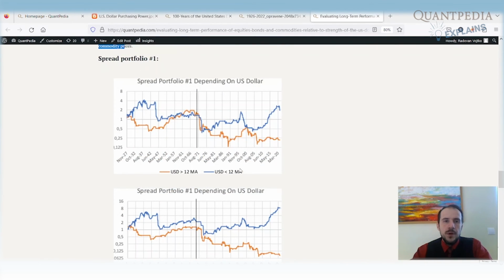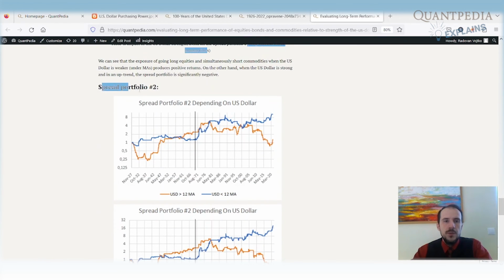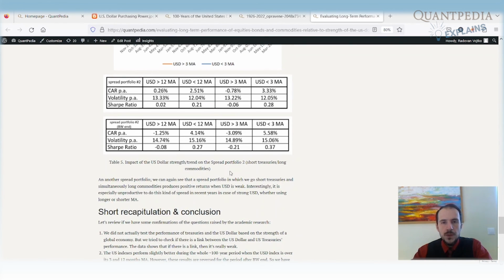And then we created two spread portfolios. The first spread portfolio is long equities and short commodities. There is nothing extremely special in this portfolio. Then we built the second portfolio. The second is short treasuries and long commodities. We can see from the previous pictures that the US dollar has a stronger impact on US treasuries, and it also has a very strong impact on commodities.